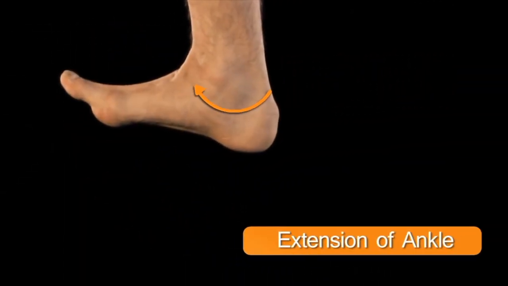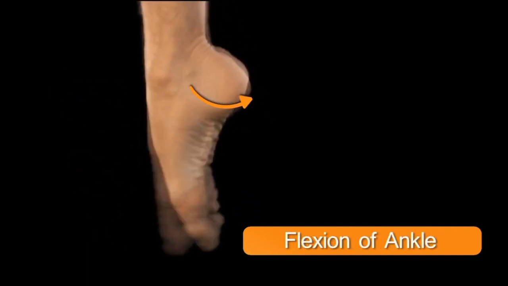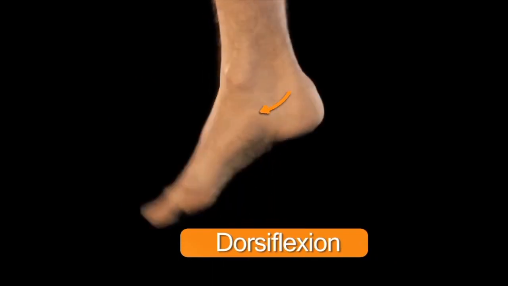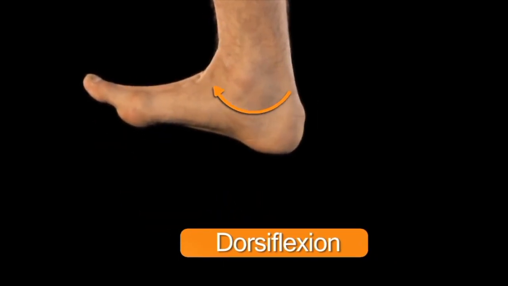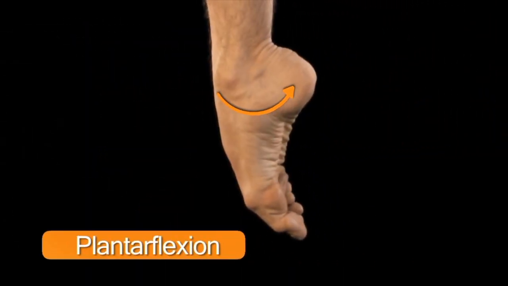Now moving further down the lower limb, we come to the ankle joint, which is a uniaxial or hinge joint. The movements possible at the ankle joint are extension and flexion. Extension at the ankle joint, which is manifest as an upward movement of the foot, is also referred to as dorsiflexion. And flexion of the ankle joint, manifest as a downward movement of the foot, is referred to as plantar flexion.